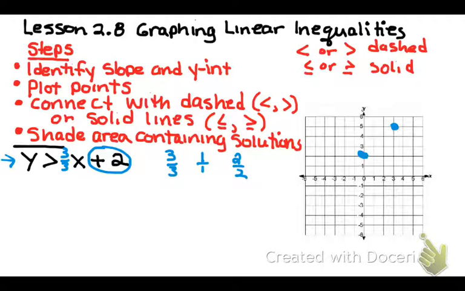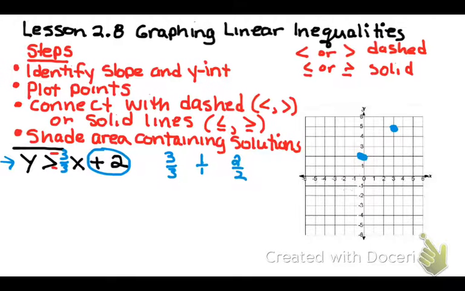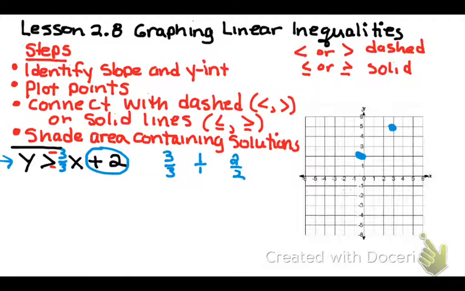I can also make them both negative. A double negative means it's a positive, right? So now I'm going to go down 3, 1, 2, 3, over to the left 3, 1, 2, 3. And we're going to connect it with some kind of a line.